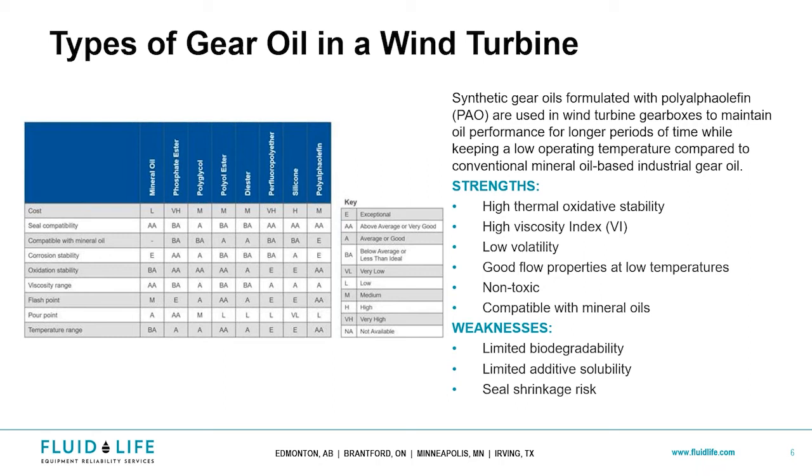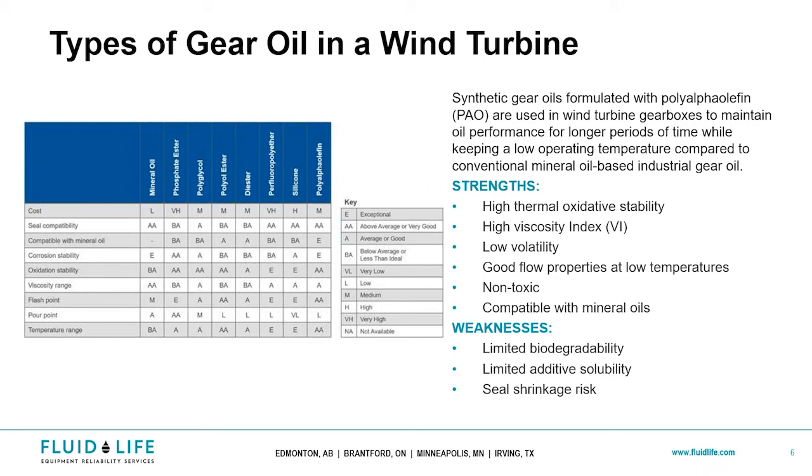What you're typically going to see as far as oils in these gearboxes are synthetic polyalphaolefins, or PAOs, and I'll refer to them as PAOs for the rest of this presentation. These are suitable for wind turbines because they can sit for a longer period of time and keep a good operating temperature. That's compared to your old school mineral-based industrial gear oil.